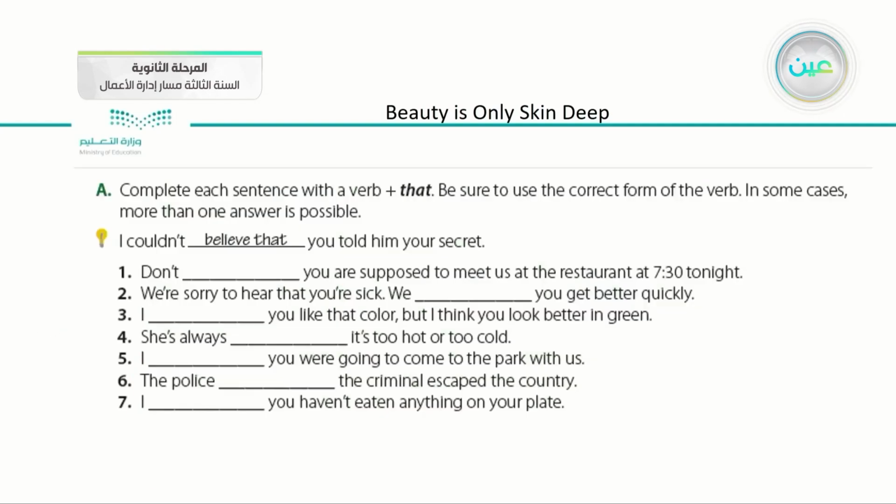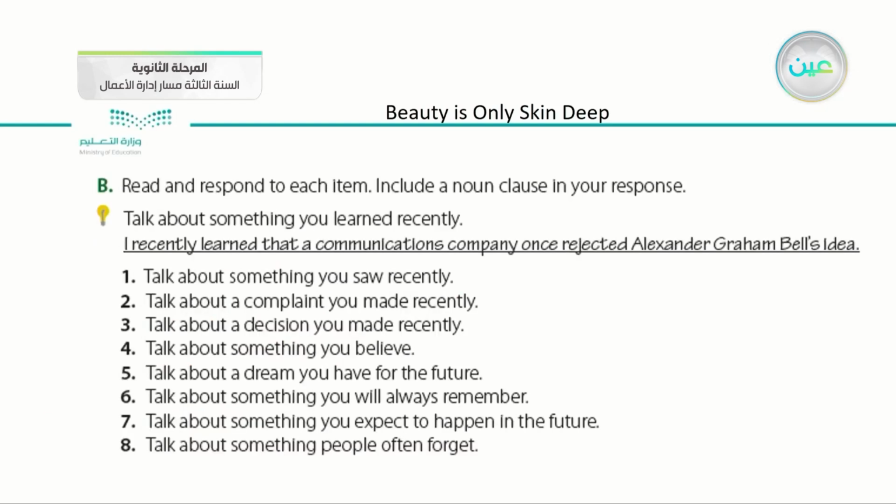After that, we had some exercises. We started with the first one, which is A. Complete each sentence with a verb plus "that," and be sure to use the correct form of the verb. In some cases, more than one answer is possible, and the answers to the following sentences are as shown here on this slide. After that, we move to the second exercise, exercise B.